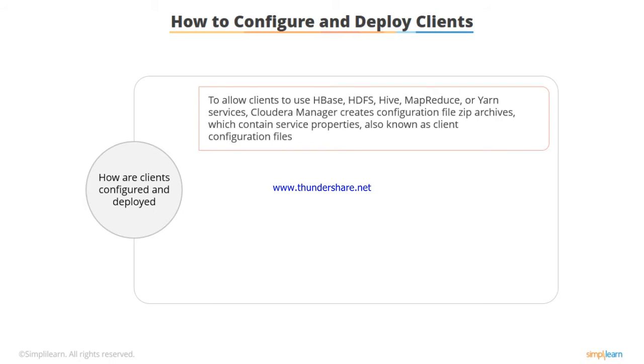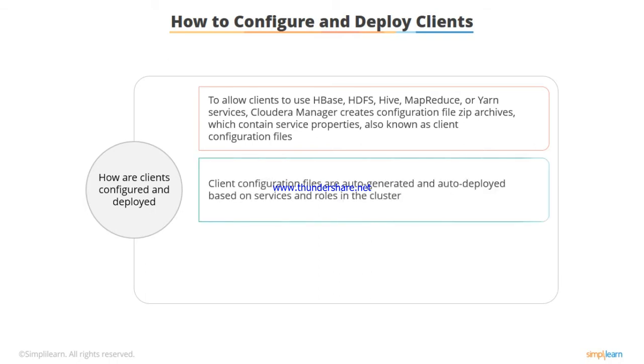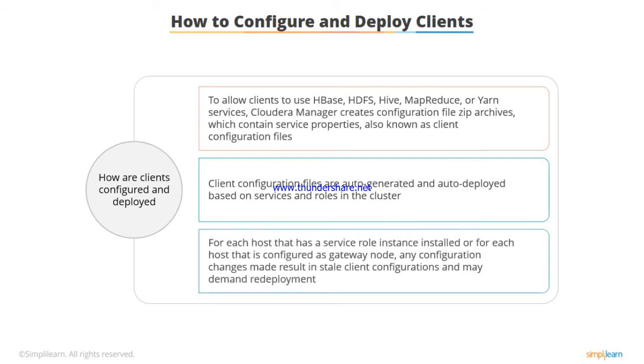These archives are also known as client configuration files. Client configuration files are auto-generated and auto-deployed based on services and roles in the cluster. For each host that has a service role instance installed, or for each host that is configured as a gateway node, any configuration changes made will result in stale client configurations and may demand redeployment. You will see how this happens on the next screen.